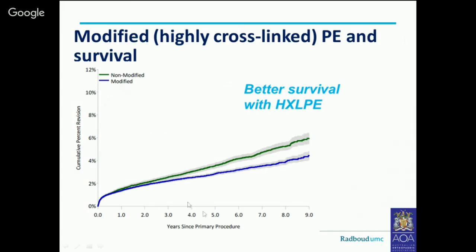So in a very large study in Australia, they also have a register. They keep track of all the patients who are operated and who are revised. And they have done that with non-modified polyethylene and with this modified polyethylene. And you can see that the modified polyethylene does better. So this is the percentage of revision again after years. So after 9 years, we have almost 2% of revision gained. So in very large cohorts, these could be maybe 20, 30,000 patients, we see the benefit of these newly highly cross-linked polyethylenes.